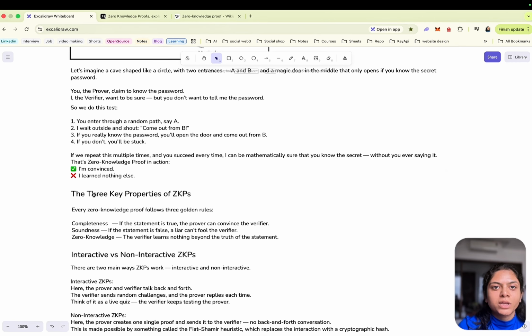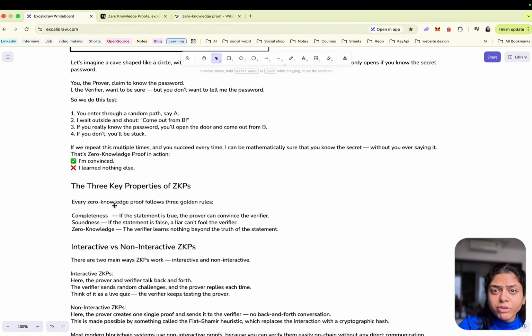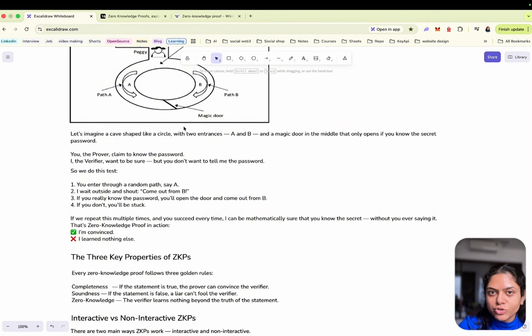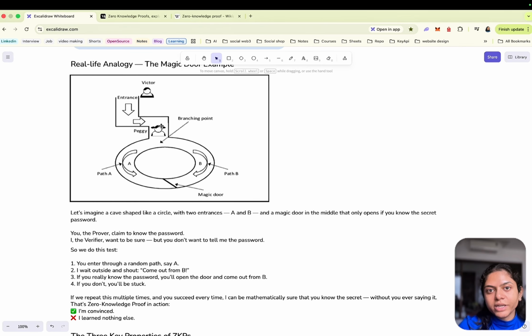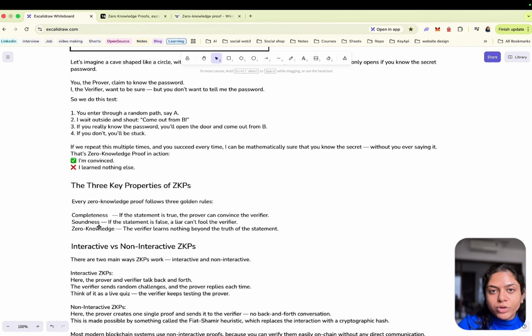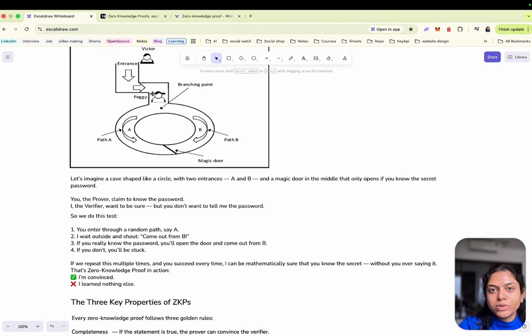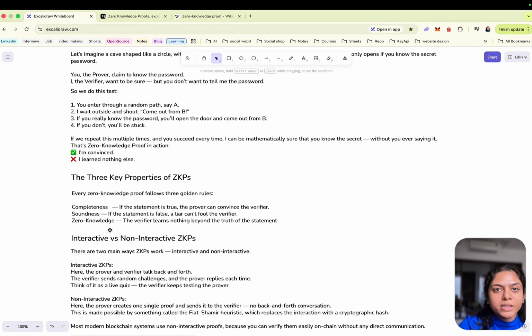In ZKP there are three key properties. Every zero knowledge proof follows these three golden rules. First is completeness: if the statement is true, the prover can convince the verifier. Here the statement is true, so Peggy convinces Victor that she knows the password. Second is soundness: if the statement is false, a liar can't fool the verifier. If Peggy doesn't know the password, then she comes out the wrong way and the verifier doesn't agree that she knows the password. That is soundness.